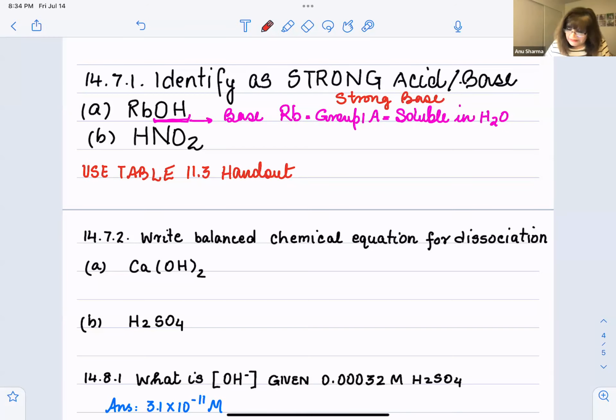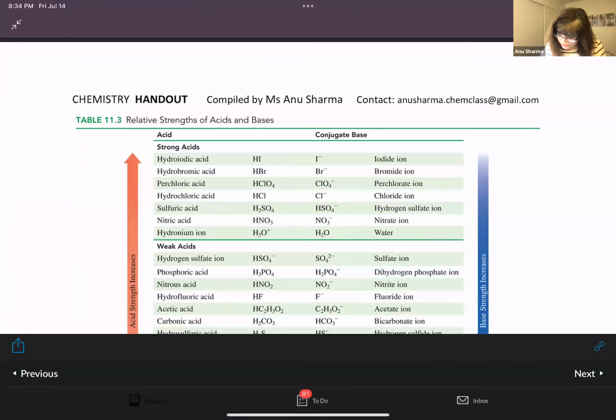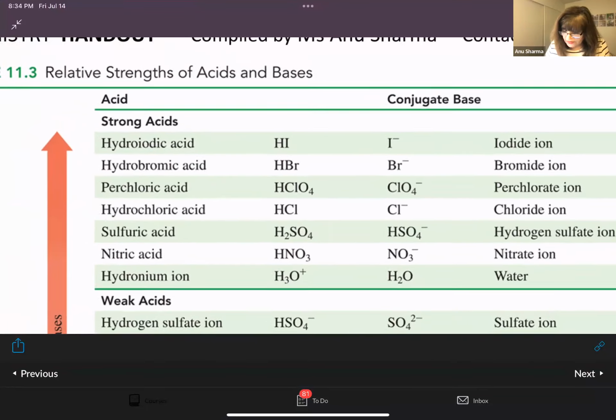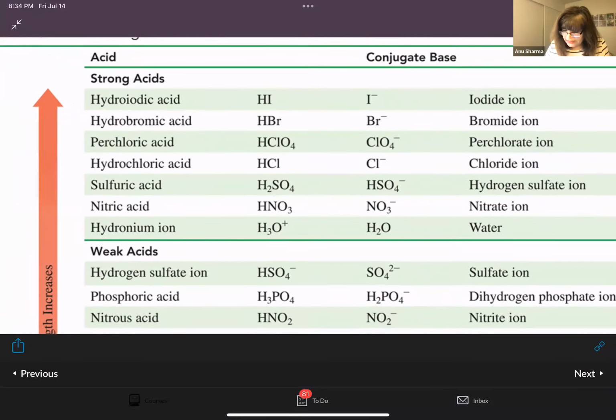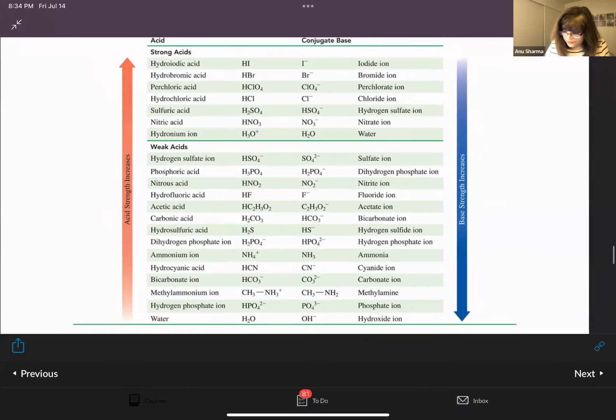Okay, now this is nitrous acid. Let us say you don't know, so let's look at these acids here. This is the table of relative strengths of acids and bases, table 11.3. On one side is the acid, and on the other side is the conjugate base of that acid.